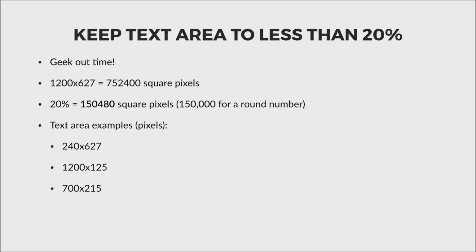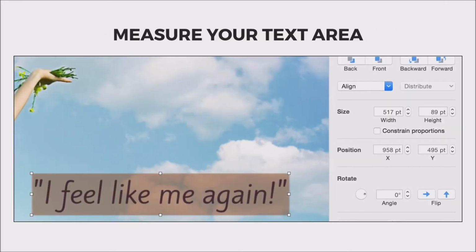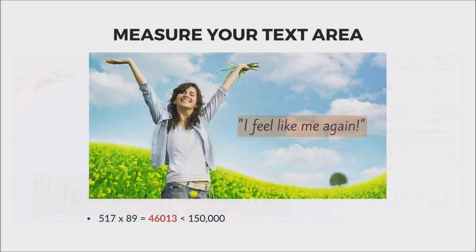So, measure the area of the text you have on your image by overlaying a rectangle in your image editing software. Multiply the width and height and make sure it's less than 150,000. In my example, the text is 517 by 89, which is about 46,000 pixels, way below the limitation. I can leave this as it is, or I can enlarge my text if I want to.